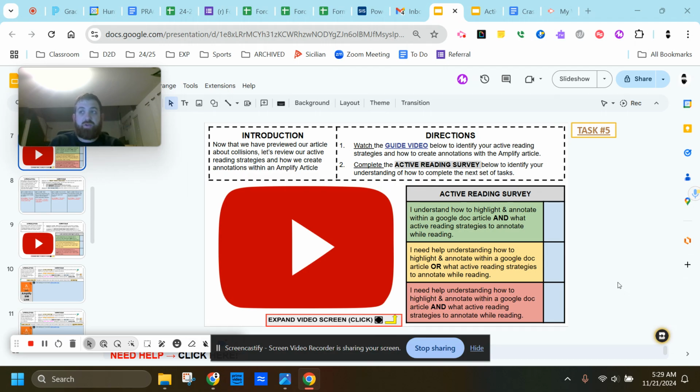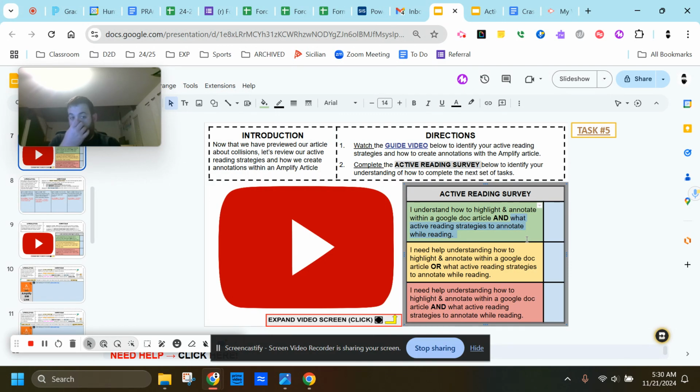Up to this point you should have hopefully previewed the article that we are about to read, Crash, Forces in a Collision. Now we're going to dive in and use our active reading strategies to really begin understanding what's going on during a crash and what the forces are like in a collision. I'm going to break down how to highlight and annotate within a Google Doc article and what active reading strategies we're going to be annotating while we read.